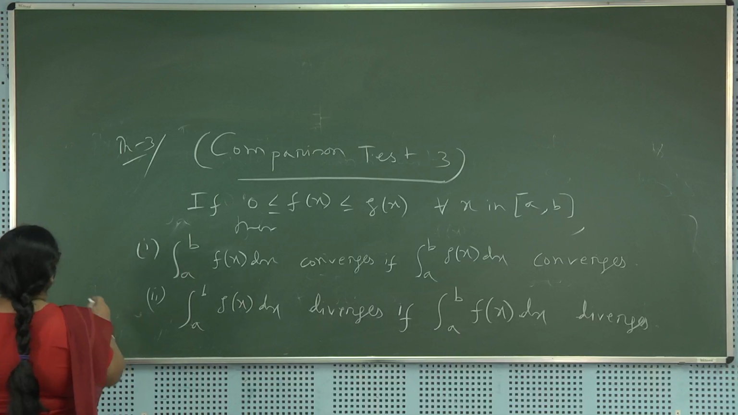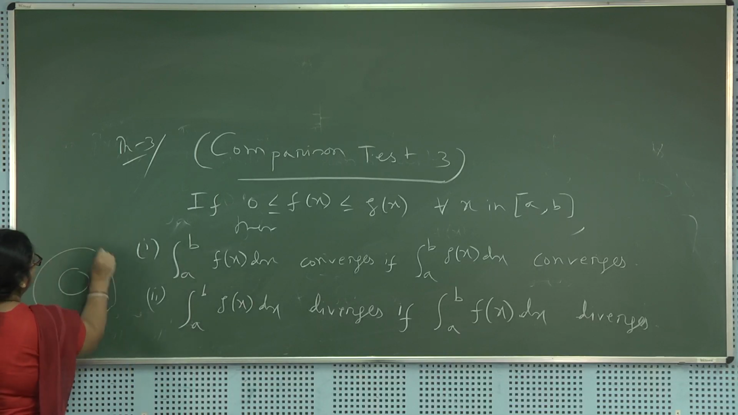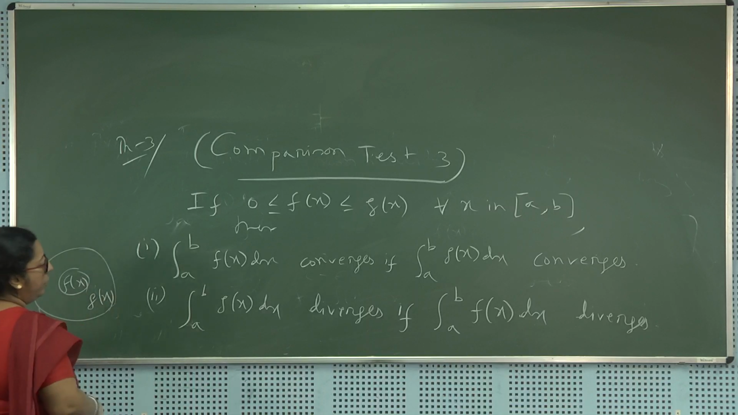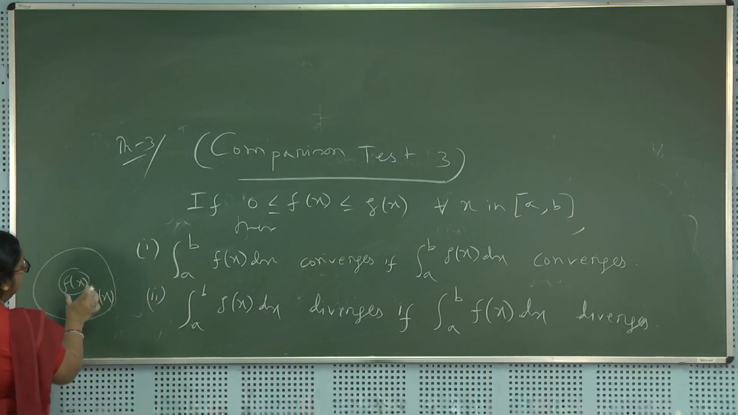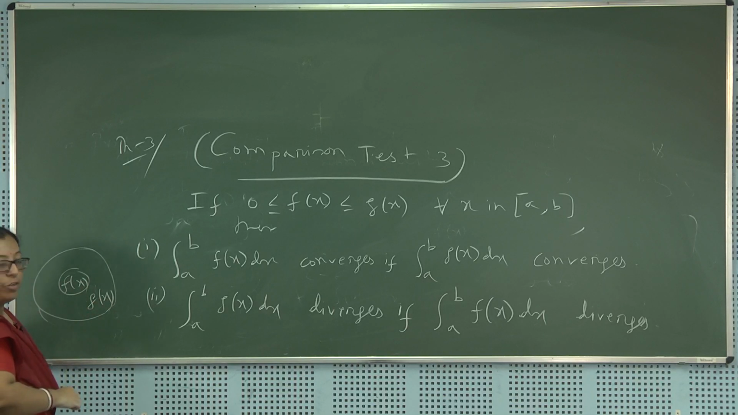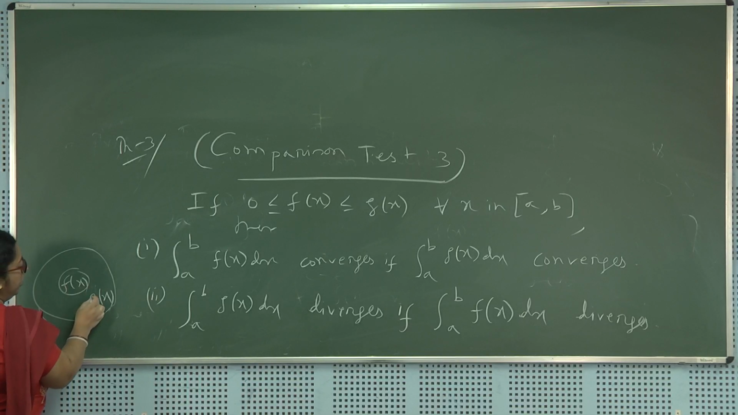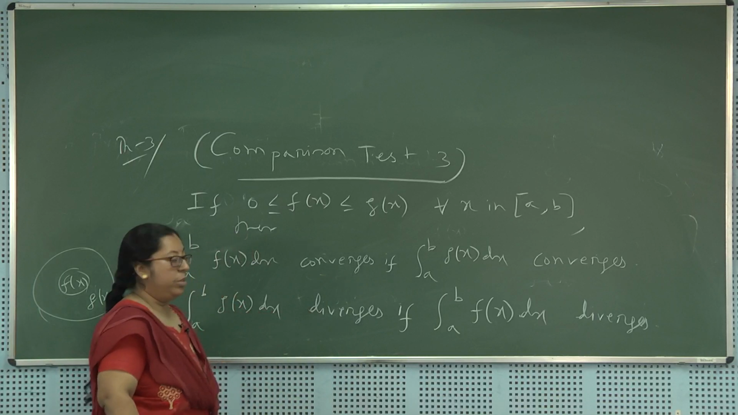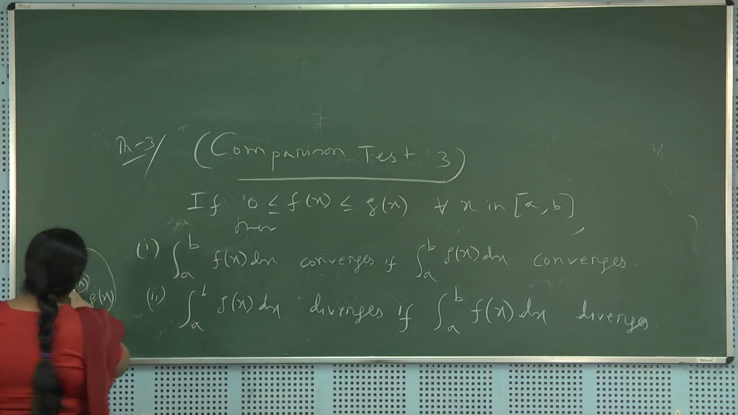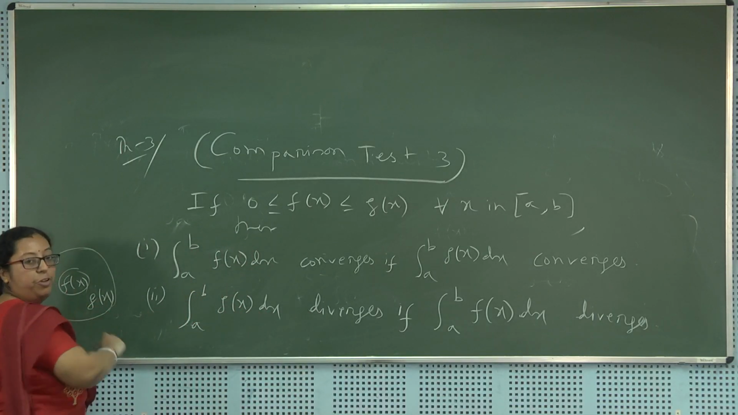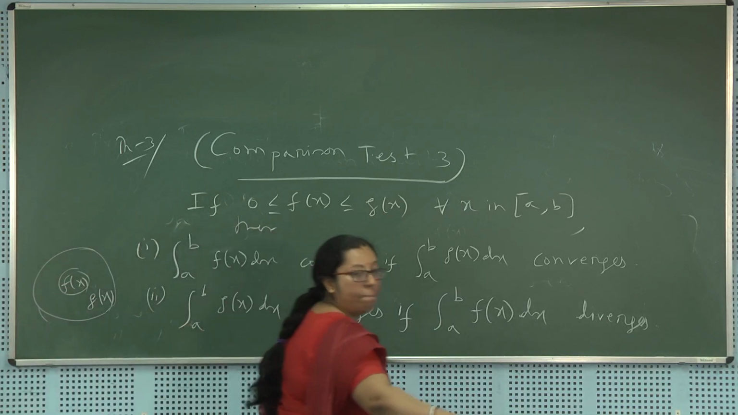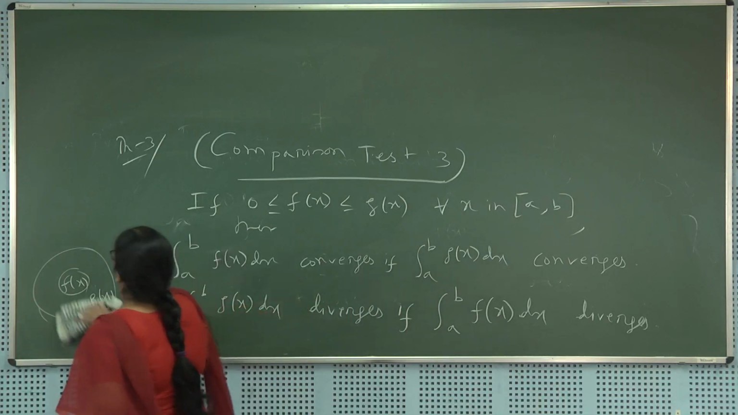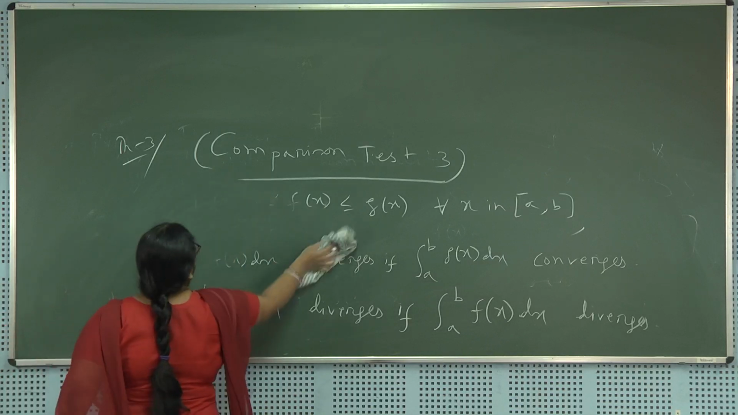So, what is it? Again the same thing. If we think about these two functions, say this is your f(x) and this is your g(x), it says that if the bigger function converges, then the smaller function will automatically converge. And for divergence, if the smaller one diverges, then the bigger one will diverge. So, remember, to show divergence it is the opposite. If the smaller one diverges, then the bigger function will automatically diverge. So, remember to do that.